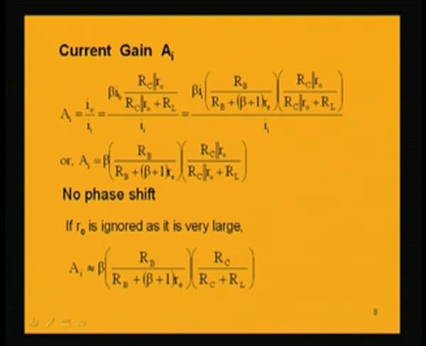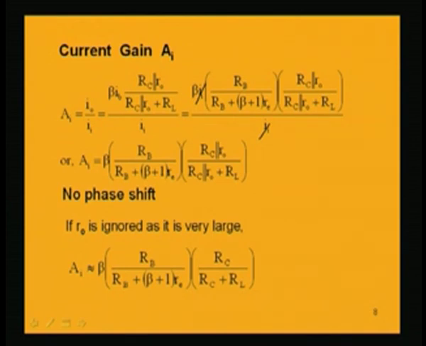Now I can cancel out II and II. We are left with current gain equal to beta times RB by RB plus beta plus 1 RE, into RC parallel R naught by RC parallel R naught plus RL. Mind it, here we cannot make a parallel combination, because the numerator does not have the RL term. So as it is we have to write it; further simplifications can be done only if we consider that in this term, beta plus 1 RE, RE is small.